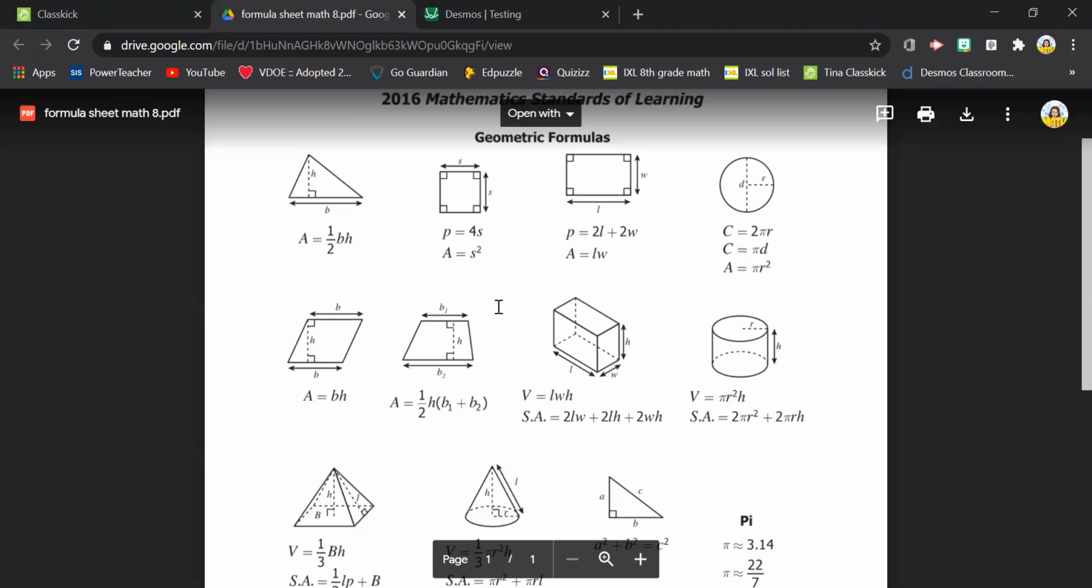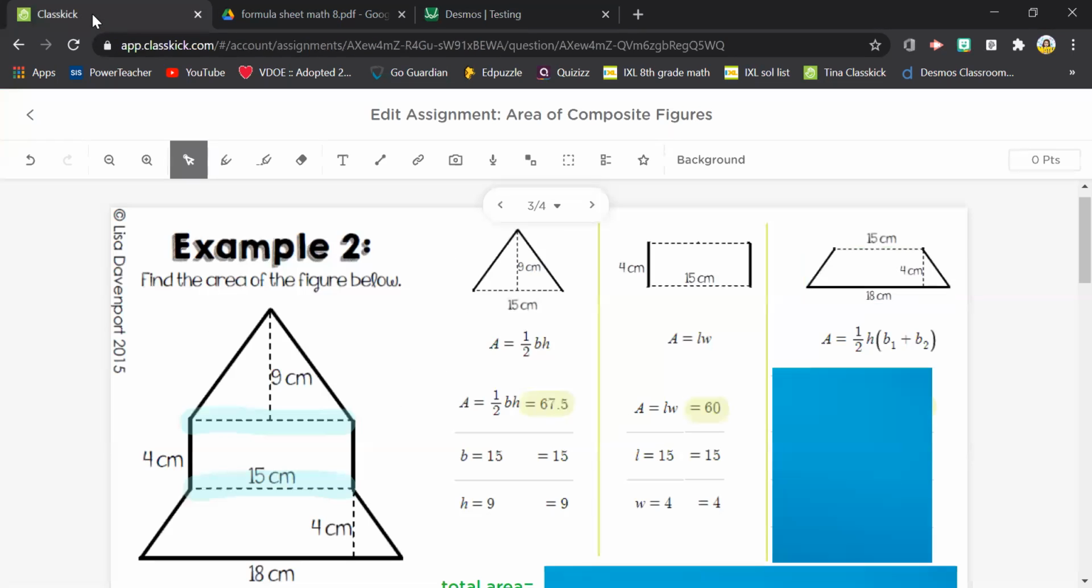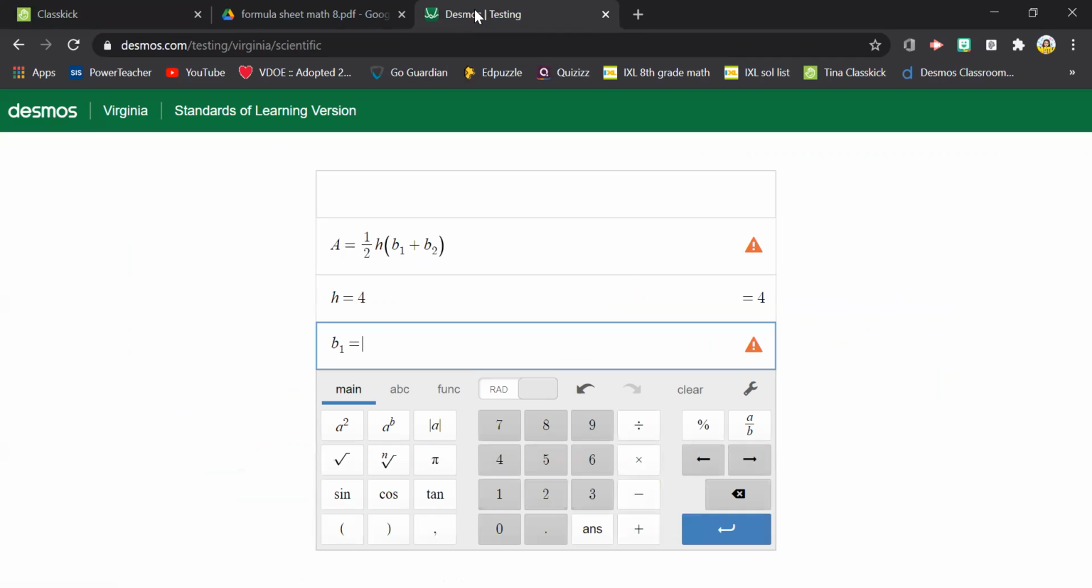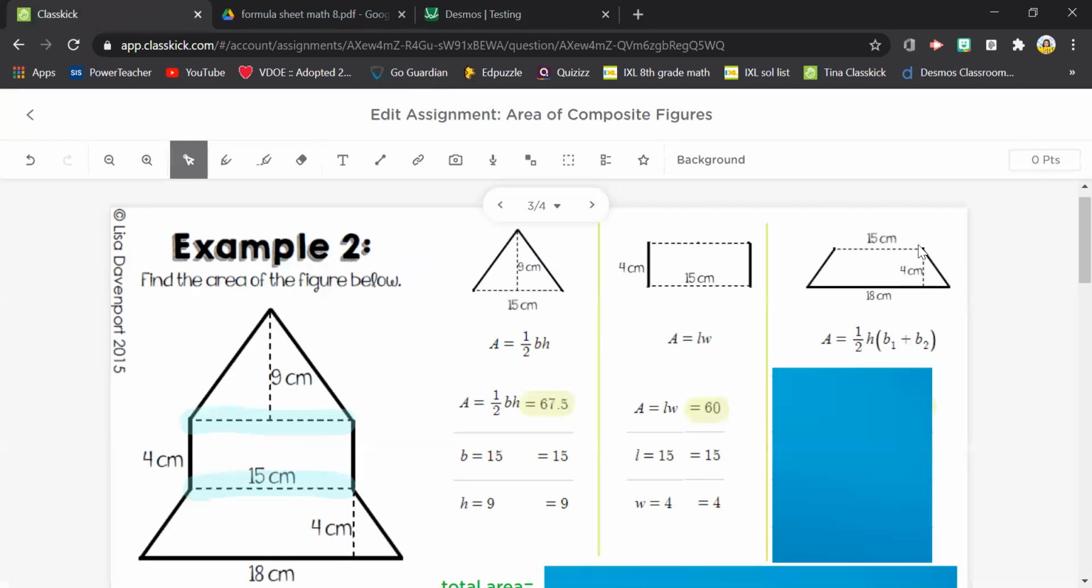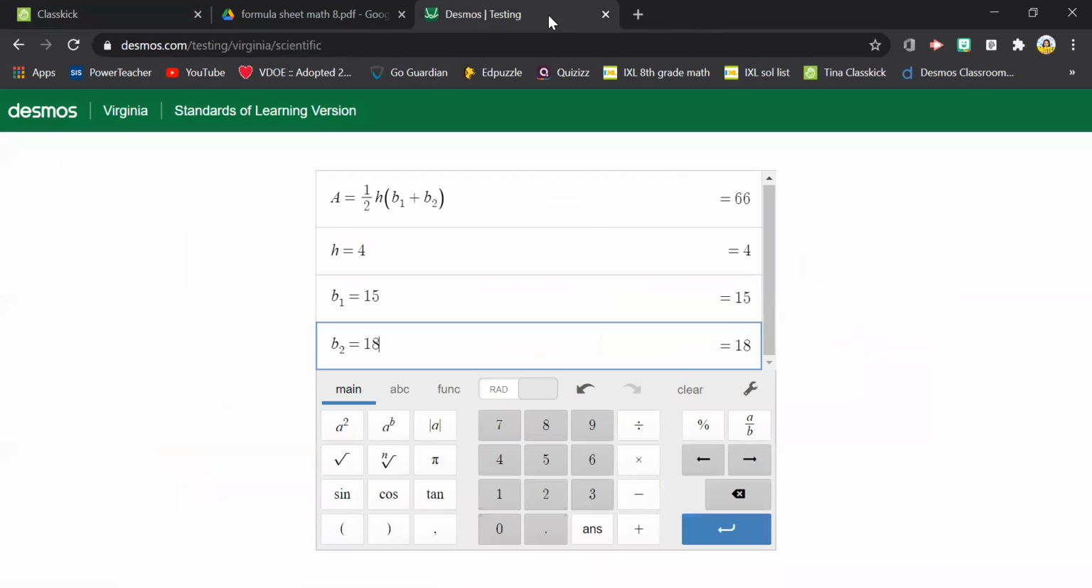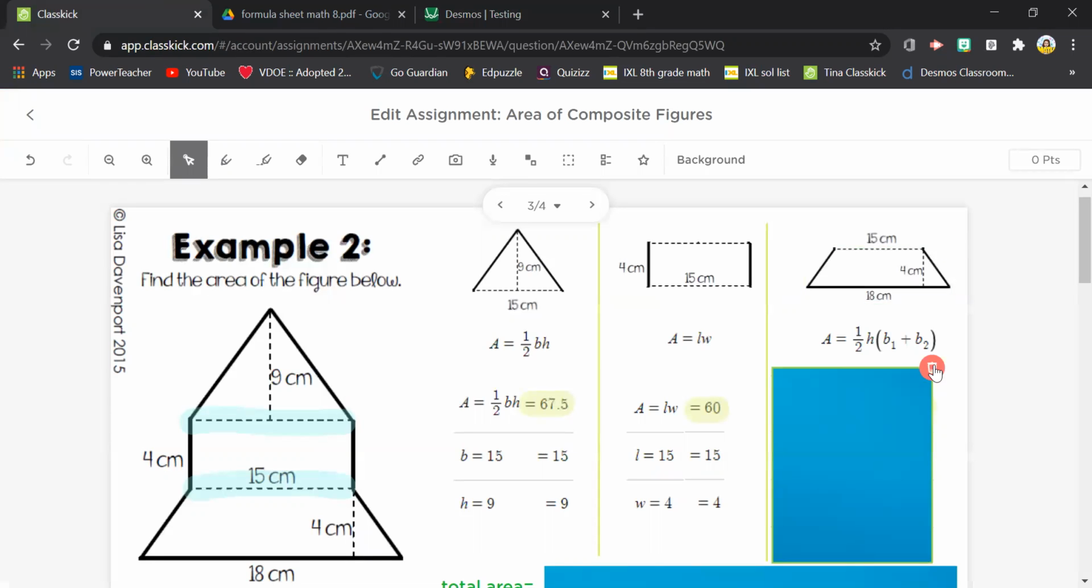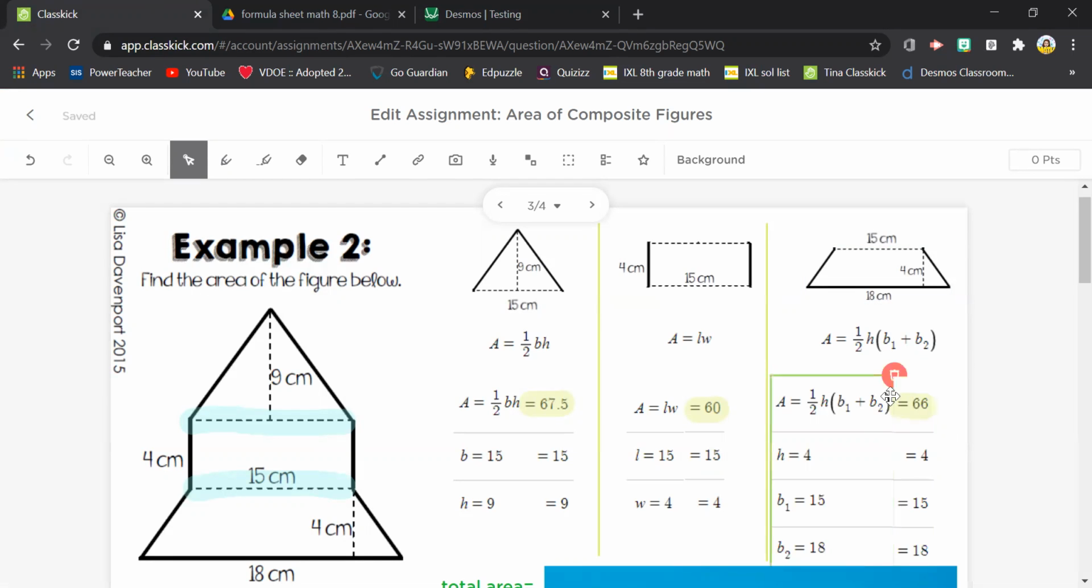Okay, then base 1 is, let's look. Base 1 is supposed to be the top. So the top here, 15. And then base 2 was 18, because that's what's across the bottom. Okay, so I just typed all this in, and look. My area is 66. So I'm just typing it into the calculator, exactly what the formula says, and it's giving me my answer. 66.